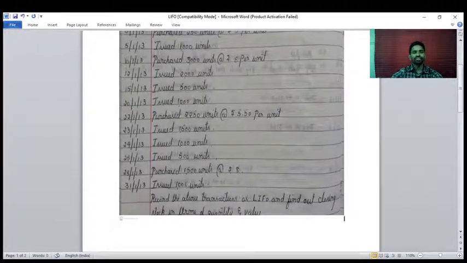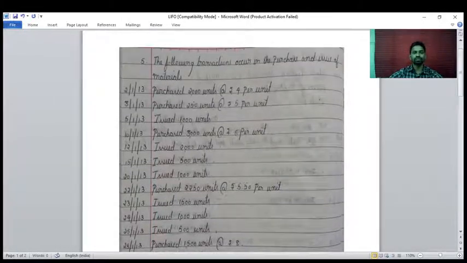Hi students, in the last class we saw the problems on the FIFO, first in first out, and I hope all of you understand those problems. So now we will see the problems on the LIFO method, last in first out.